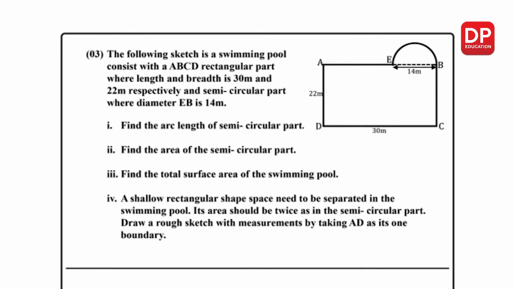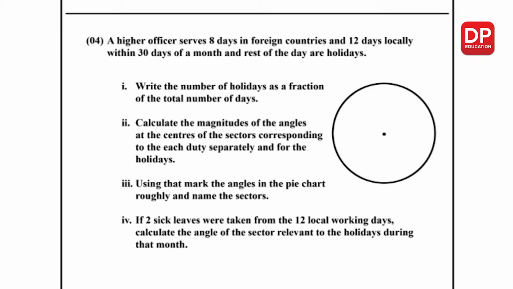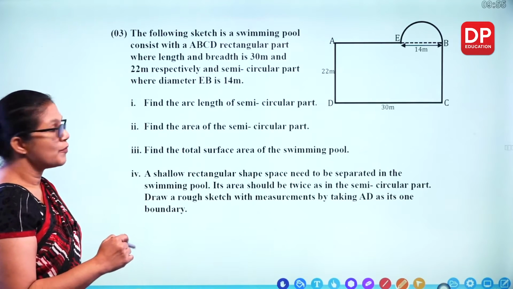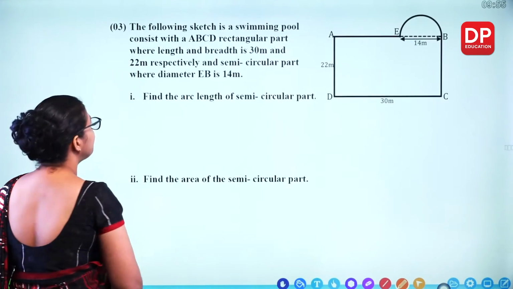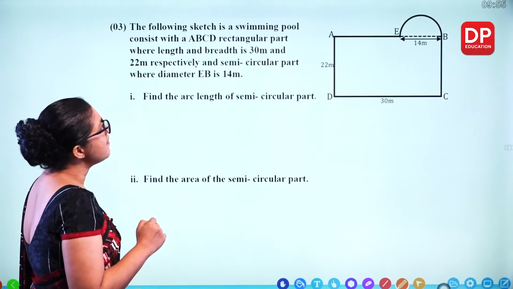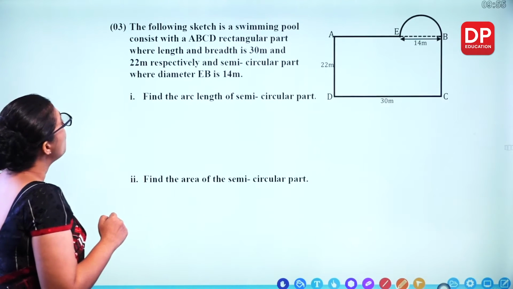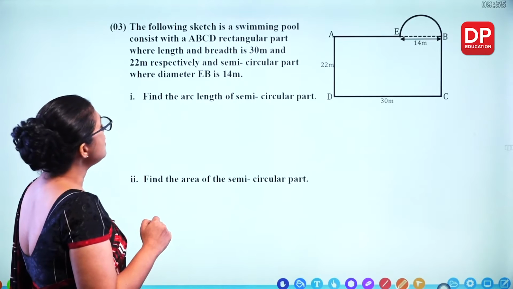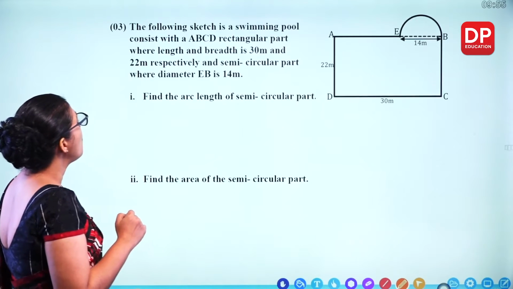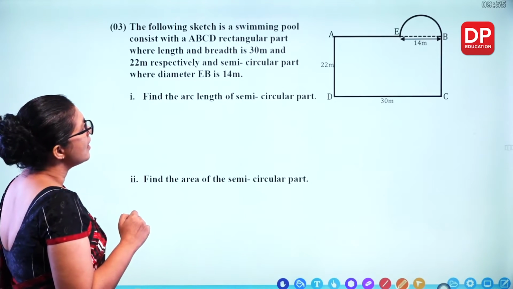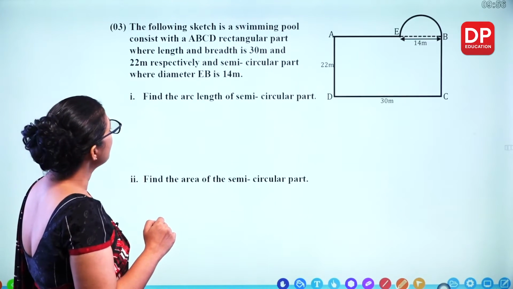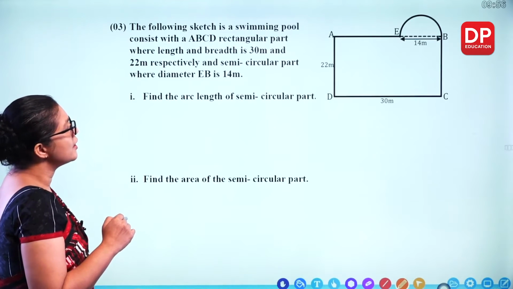Now you can try question number 3 and 4. So question number 3, 4 parts are there. So we'll do each part separately. The following sketch is a swimming pool consisting of an ABCD rectangular part where length and breadth are 30 meters and 22 meters respectively, and a semicircular part where diameter EB is 14 meters. Find the arc length of the semicircular part.